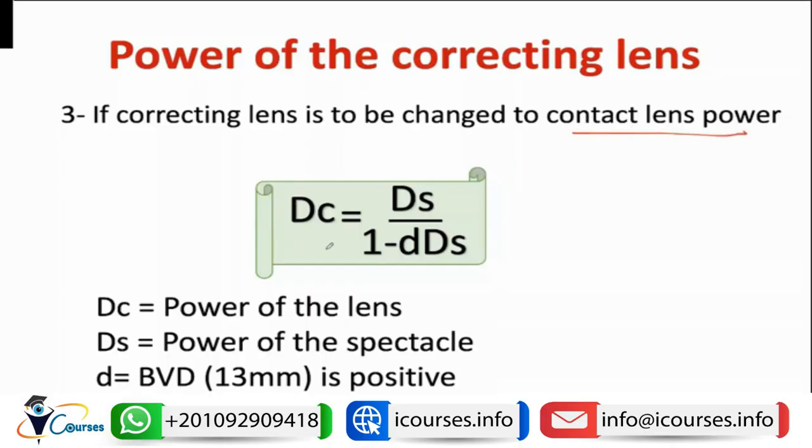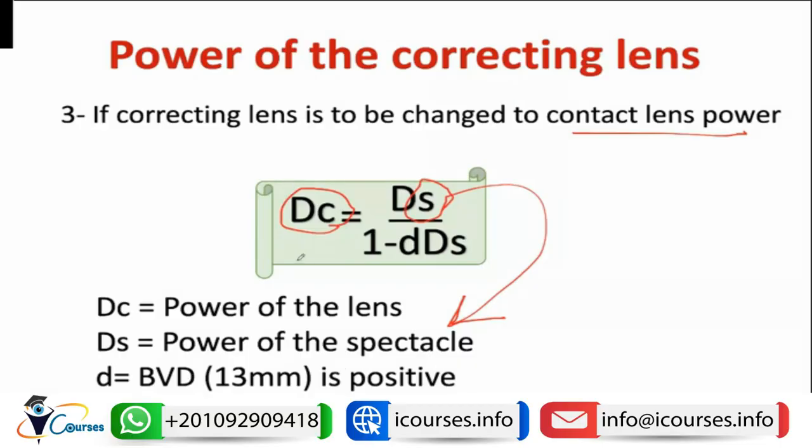And the formula used for calculation of the power of the correcting contact lens is that the dioptric power of the contact lens will be equal to the dioptric power of the S. What is the S here? It is the spectacle. So we calculate the power of the contact lens based on the power of the correcting spectacle. I hope that this is clear.